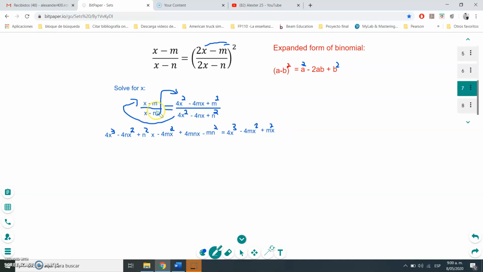After multiplying all of this by all of these, we have also minus 4nx squared, plus 4mnx, and then minus m squared n.